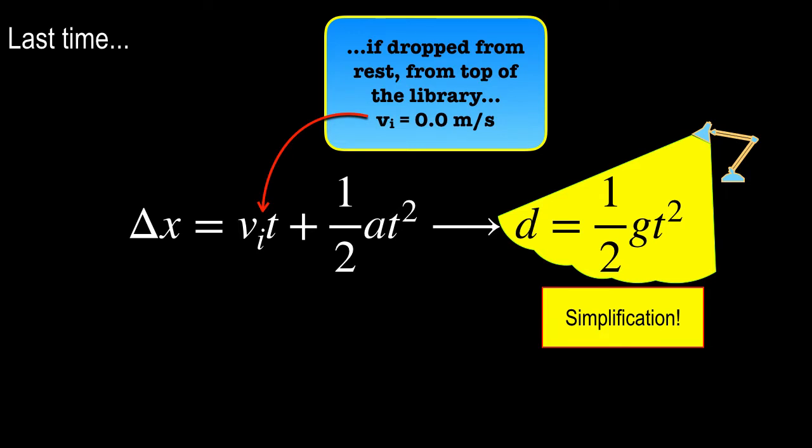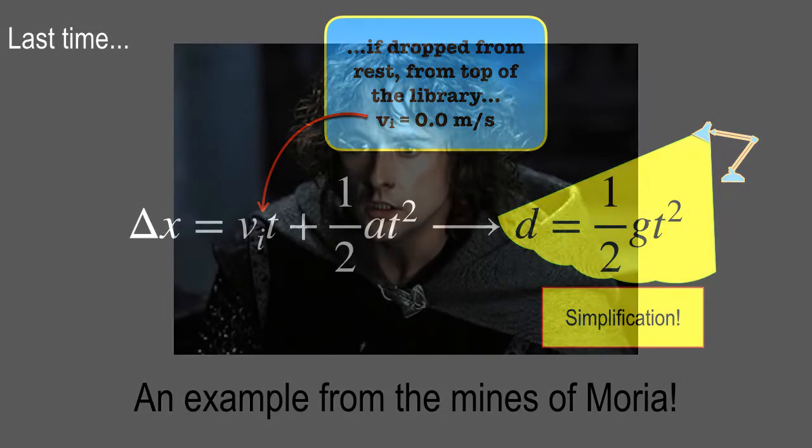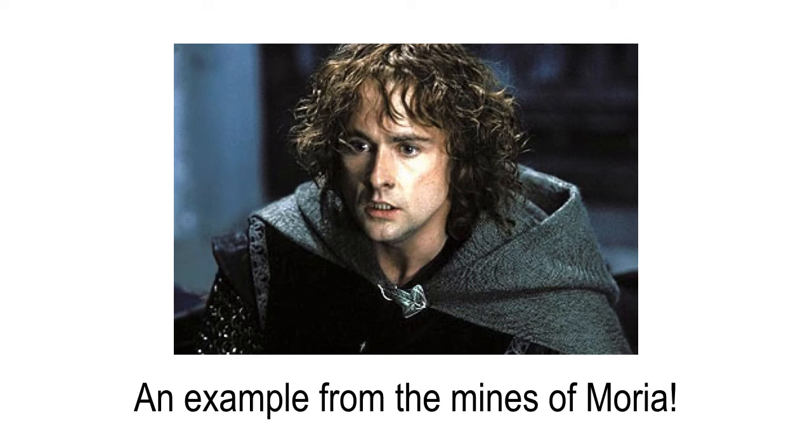All right. Now we're going to do, make sure you have this formula written down. D equals 1 half gt squared. The drop distance formula. It's a distance triangle formula. 1 half base times side on a velocity graph. But we're going to do an example now.